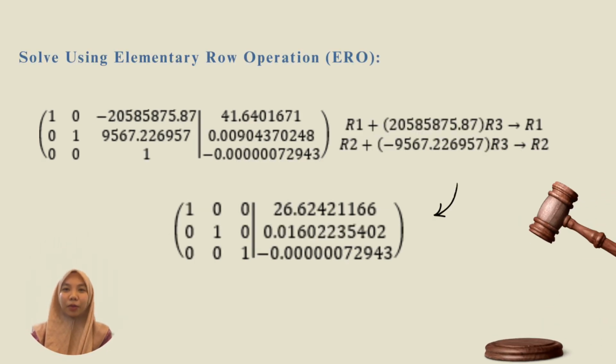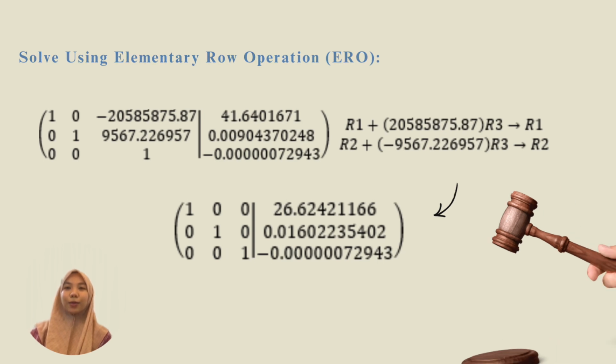Lastly, just like before, we need to make the matrix in RREF form. So we need to make the entries above the leading 1 equal to 0. We add row 1 with row 3 multiplied by 2058587.87. And for row 2, we need to add it with negative 9567.226967 multiplied by row 2. So, every parameter has a leading 1, which means the solution is unique.